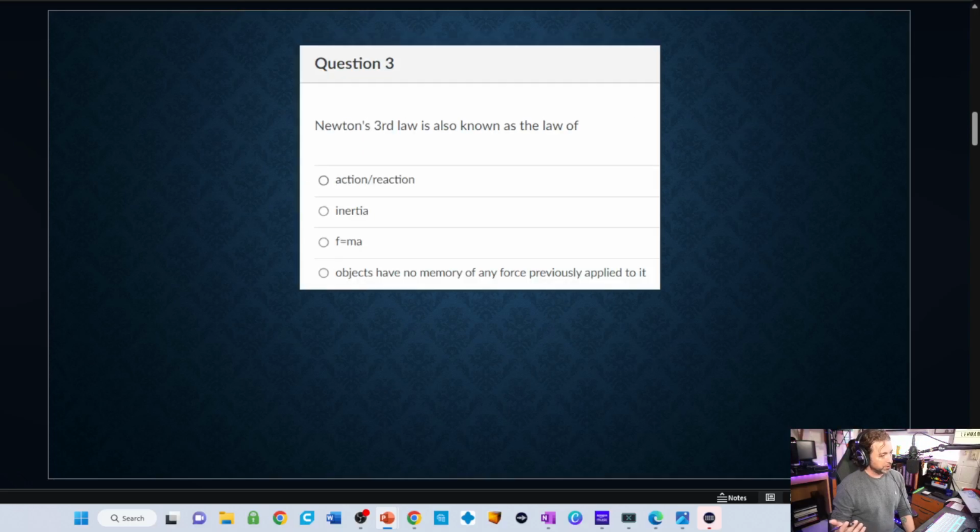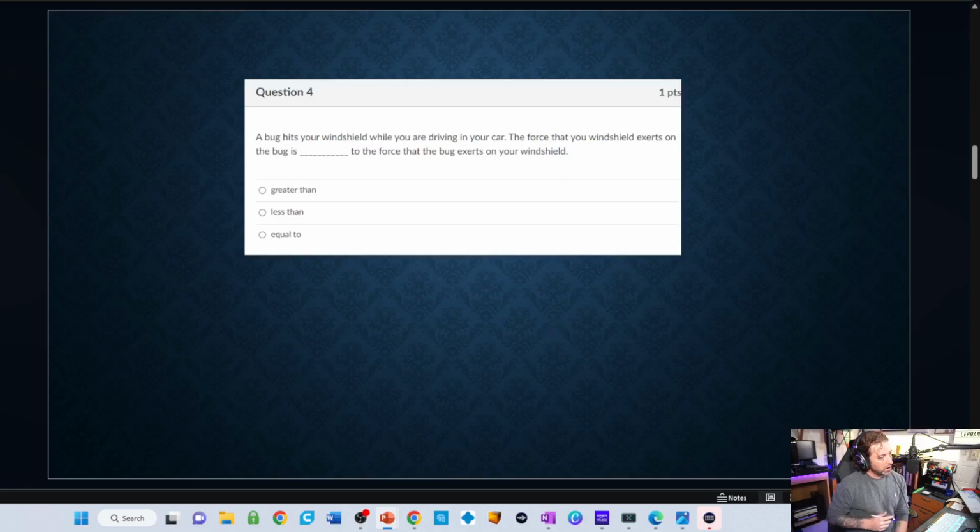Cool. Well, Newton's third law is also known as the law of action-reaction. So, I'm sitting in the chair and it's pushing back up. I push down on the table and it pushes back up. You're pushing down on the floor and it pushes back up. Bug hits your windshield, your windshield hits your bug. Equal magnitude force, just opposite directions. That's the third law, sometimes called the action-reaction law. That's number 3.